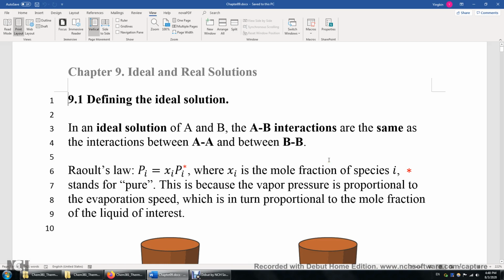This is Physical Chemistry, Part 1, Thermodynamics, Chapter 9, Ideal and Real Solutions, Section 9.1, Defining the Ideal Solution.